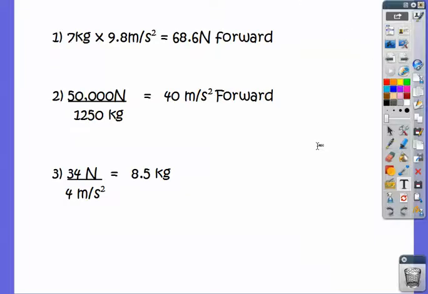Alright, now that you've tried those 3 problems, here is the setup and answer for those problems in order. So the first problem results in 68.6 newtons forward. When we provide force, it is important that we give a direction. So even though you weren't given a direction in the problem, forward is a good default direction to lay to. For question number 2, 40 meters per second squared forward would be the appropriate answer. And finally, the answer for question number 3 is 8.5 kilograms.